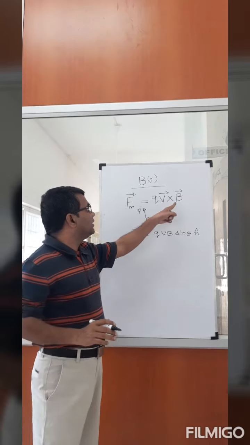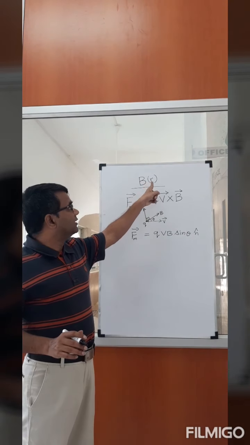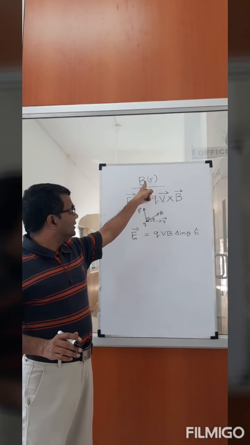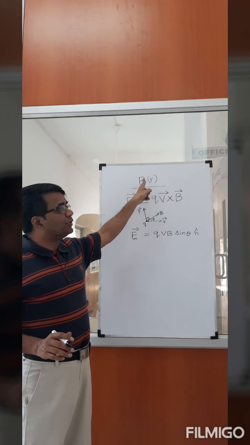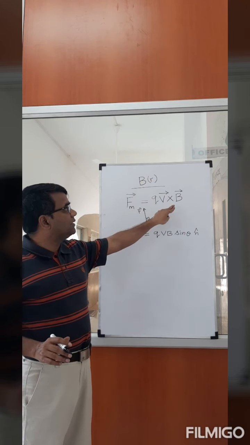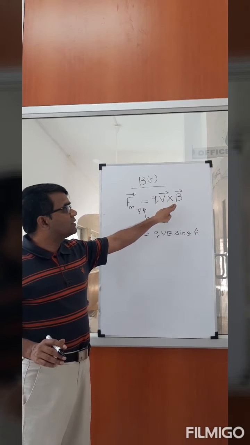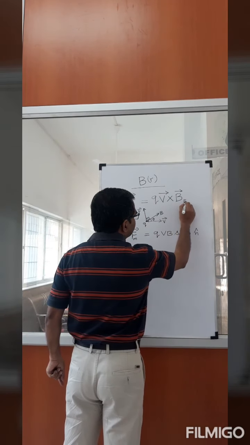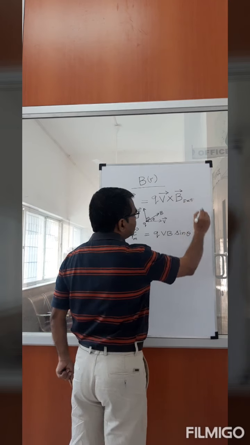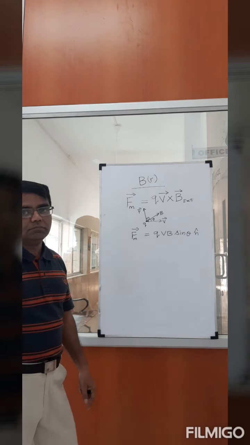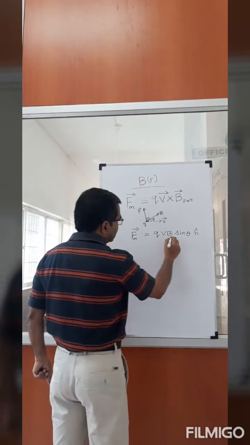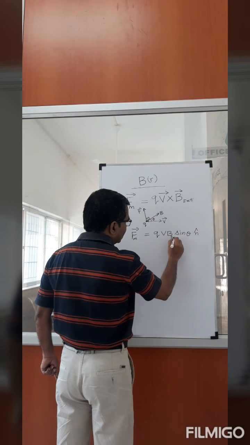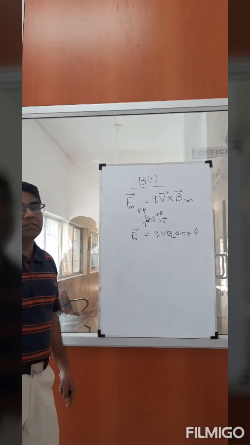See, this B is not this B. When I talked about this, I said this is a magnetic field produced by the charge, but this B is different from that B. This is an external magnetic field. So I call this the external magnetic field.